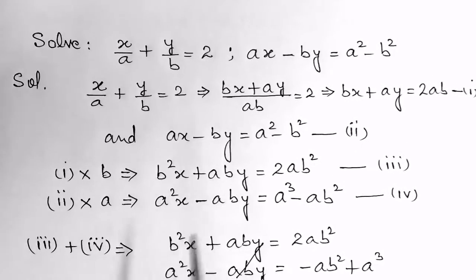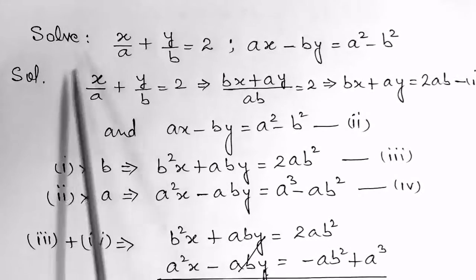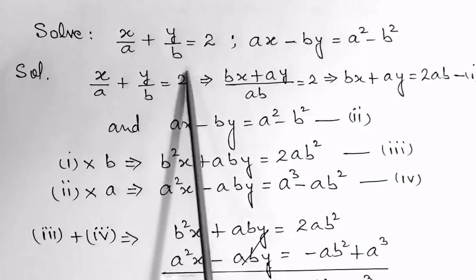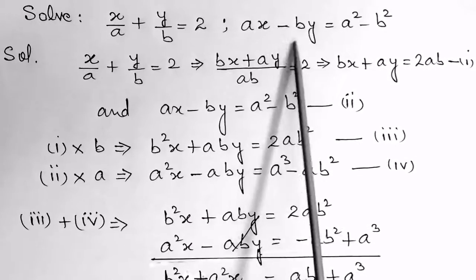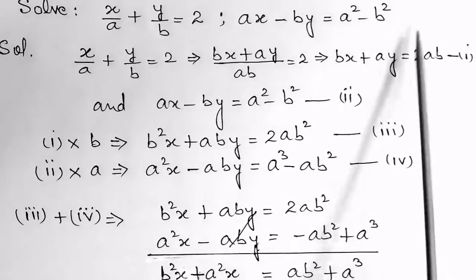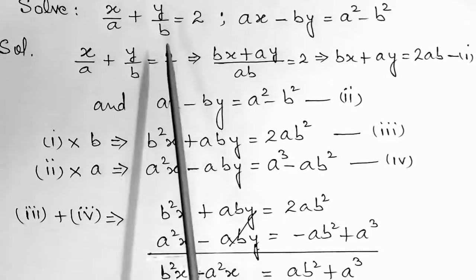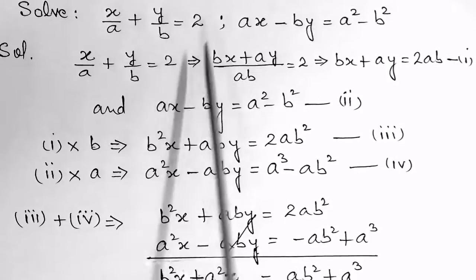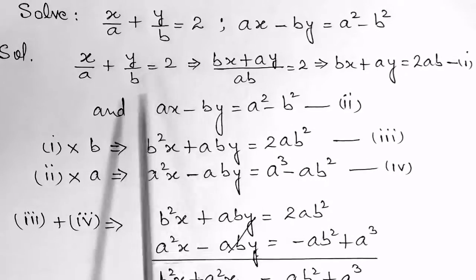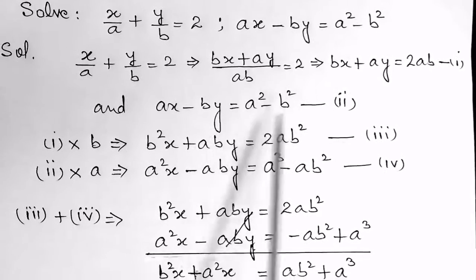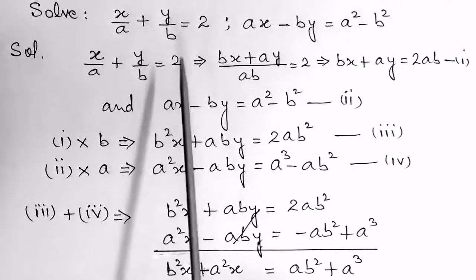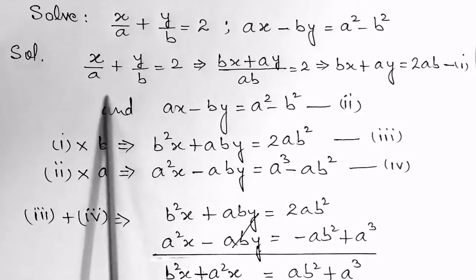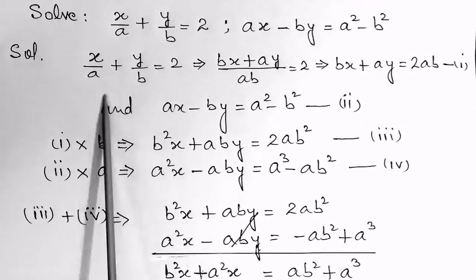Now again I am coming to an important type. Solve x over a plus y over b is equal to 2. And second equation is ax minus by is equal to a square minus b square. Now these are already linear equations in two variables. So as we had been simplifying earlier, right, these are not to be reduced, these are already linear equations in two variables. So for first equation, what is that?